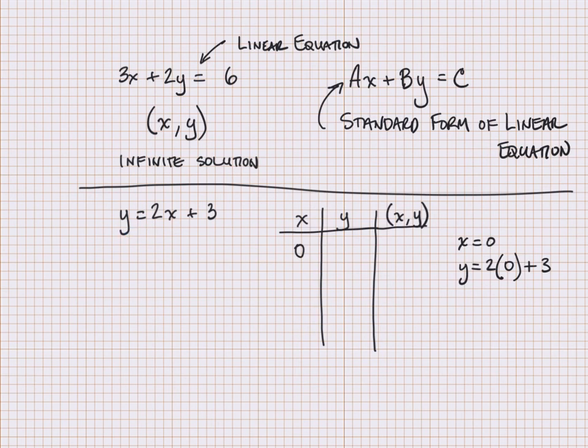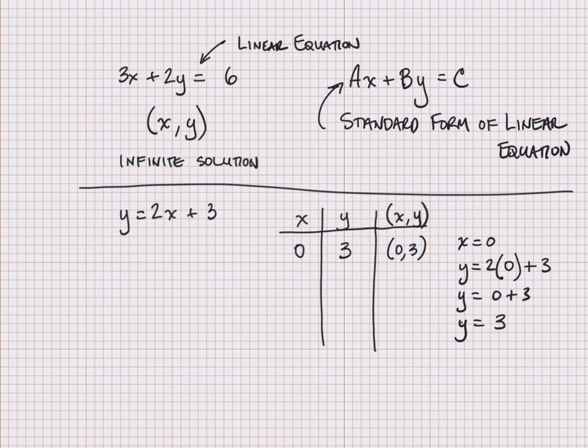And so I solve for Y. This is 0 plus 3, and then I'll just get Y equals 3. So when X is 0, Y is 3. So my ordered pair that is a solution for this equation is when X is 0, Y is 3. So this is one of the infinite solutions to this equation.